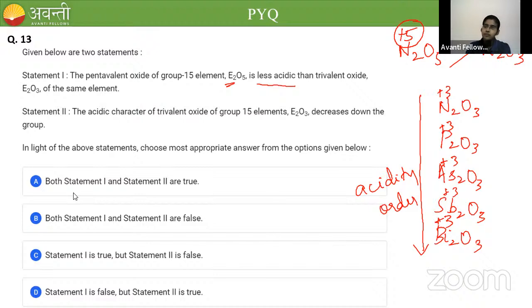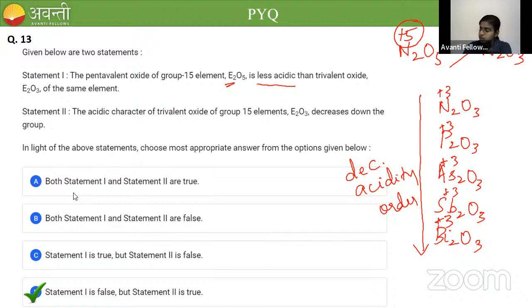Oxidation state is same. Everything is same. Only the size increases. So we have to check for the electronegativity. Since the electronegativity of nitrogen is very, very high, that is the most acidic oxide, having the most acidic character among its group members. So statement 2 is correct. It is actually the decreasing order of acidity. So 1 is false and statement 2 is true. Clear?